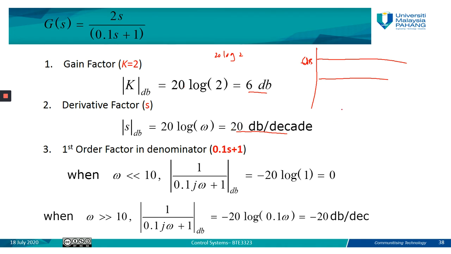If we want to draw it, it will be like this, 20 dB per decade. If we start from 0, for example, it will reach 20 dB at 10. From 10 to 100, it will also be the same, another 20 dB, and so on. So it increments by 20 dB per decade. For the first order pole, we focus first on the magnitude, or log magnitude.